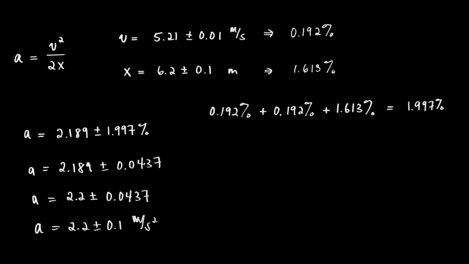The sig figs apply to the measurement because I calculated this number using the velocity, which has 3 significant figures, and the position, which has 2 significant figures. A chain is only as strong as its weakest link, and so my answer can only have 2 significant figures. And so I'll write the acceleration as, rounding this, 2.2 plus or minus 0.0437. We have to reiterate it because apparently it's the most difficult thing to remember about this.